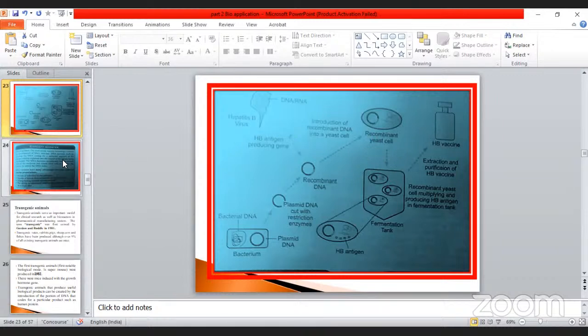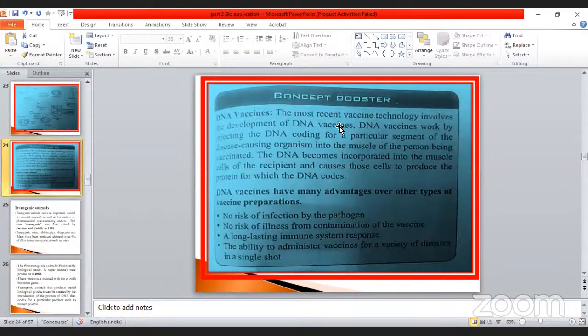So this is very, very important. Next, concept booster. First you should note it down: how many types of vaccines are there? What is a DNA vaccine? What is an RNA vaccine? Some protein-based products also act as vaccines. See, the most recent vaccine technology involves the development of DNA vaccines. DNA, as a nucleic acid, is also used for the production of vaccines. That's why it is called a DNA vaccine.